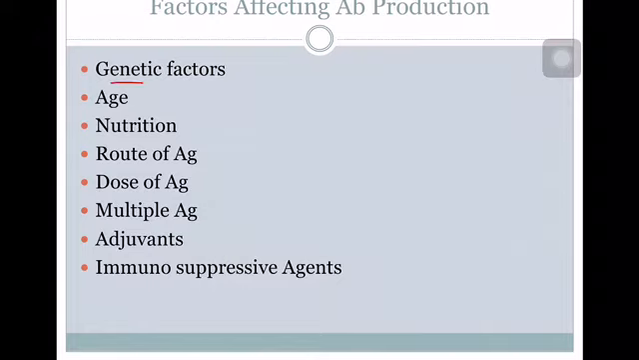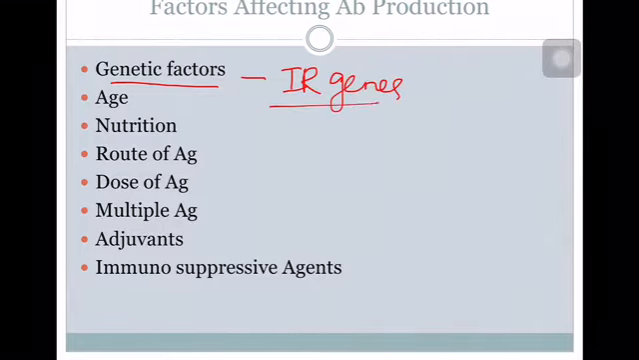The first one is the genetic factors. There is a difference in the immune responses to the same antigen shown by different individuals, and that is determined by the genetic factors. The differences in the immune response are controlled by genes. They are called immune response genes. They are located on the short arm of the 6th chromosome.